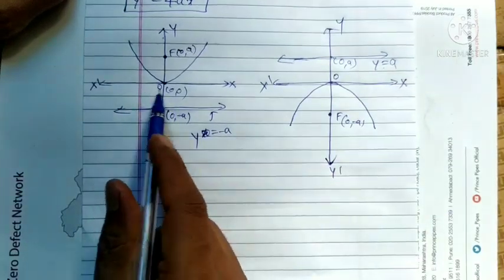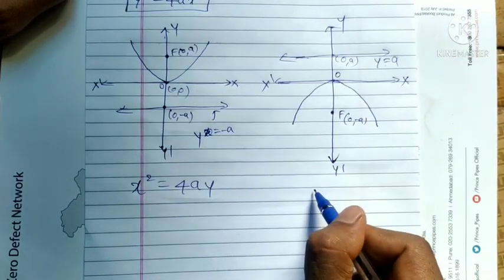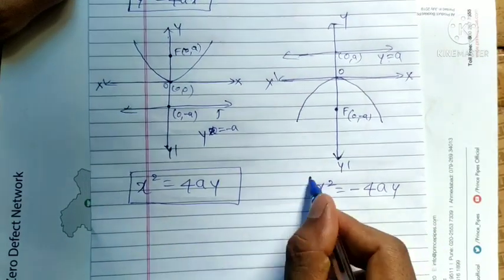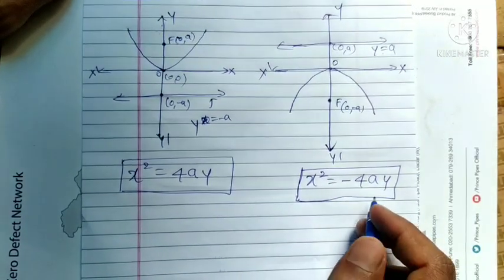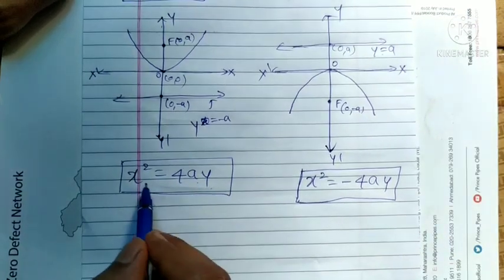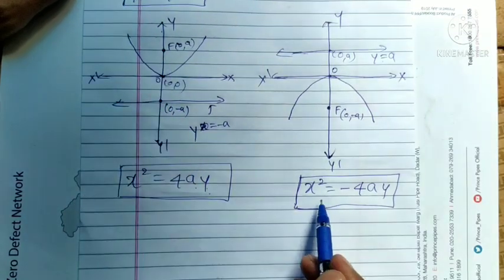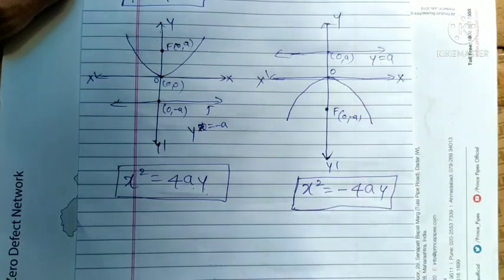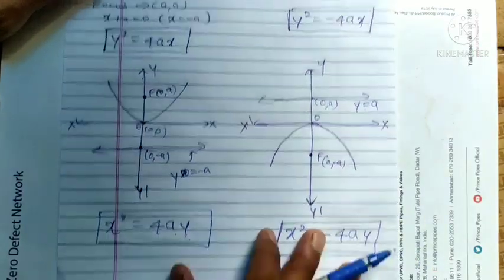Now for this case the equation is x square is equal to 4ay, and for this case x square is equal to minus 4ay. So this is what you have to remember. These equations are there for second year. x square is equal to 4ay where the focus lies on the positive y-axis, and x square is equal to minus 4ay where the focus lies on the negative y-axis. So these are the different equations for 4 different cases.